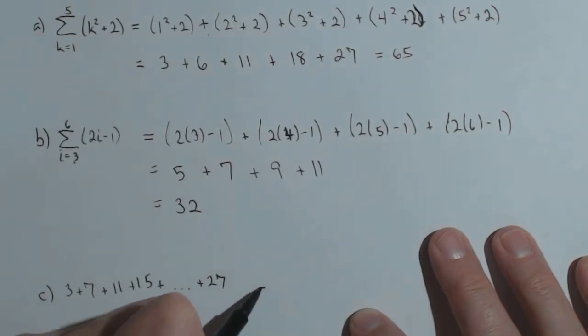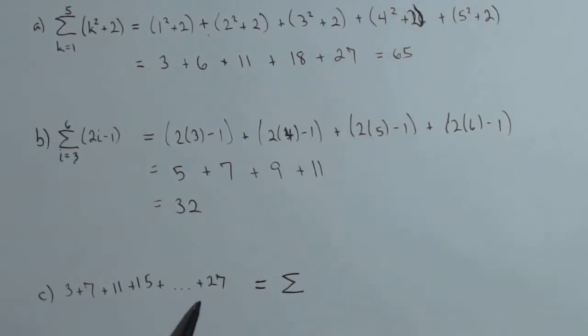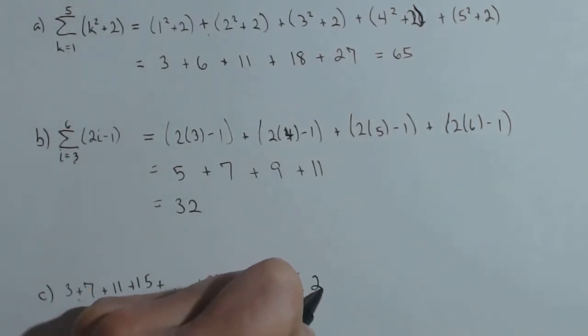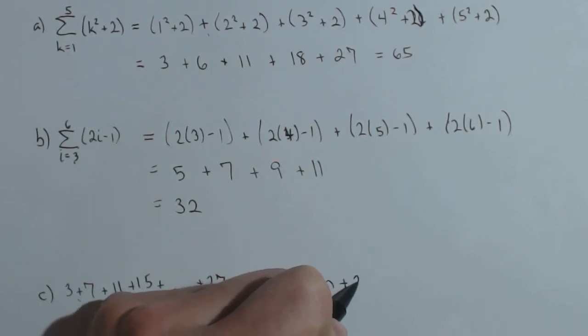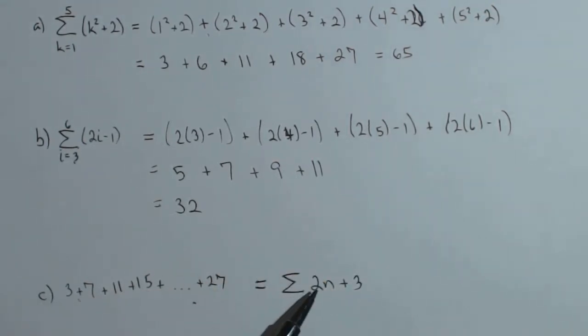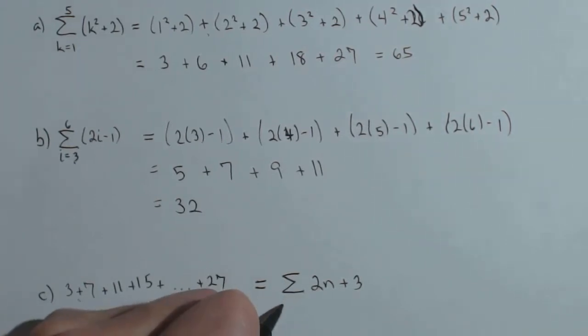Now, what about going the other direction and writing it in summation notation? First thing you want to do is identify some kind of pattern here. So what I see is it's going up by 2 each time, and it's starting at 3. So my general term, 2n plus 3, because I've got a linear relationship. It goes up by 2 each time, and it starts at 3. Now, where do I want to start?